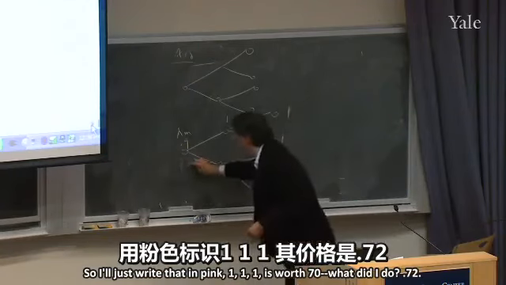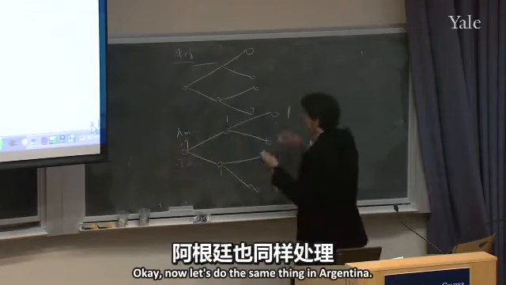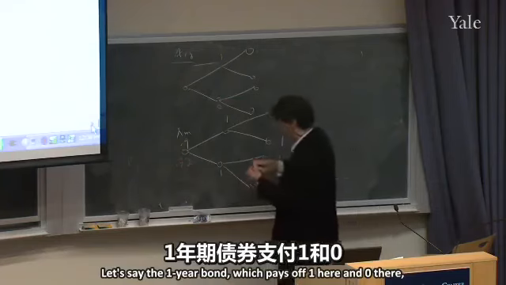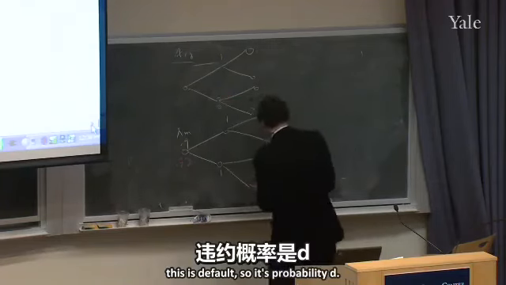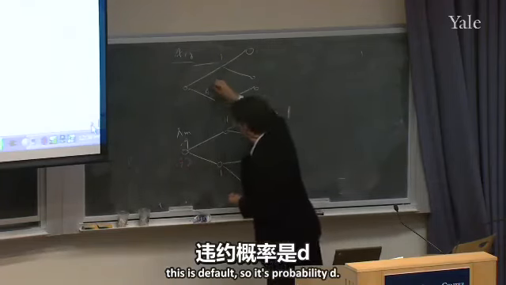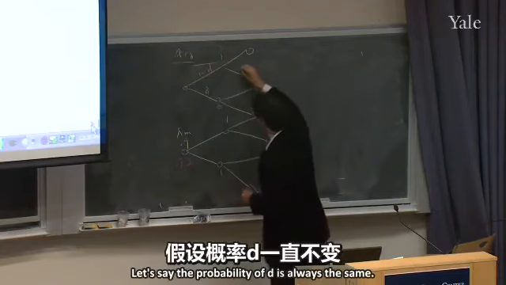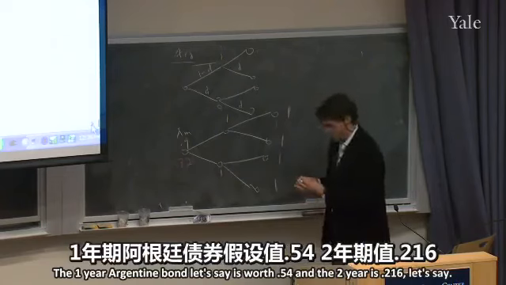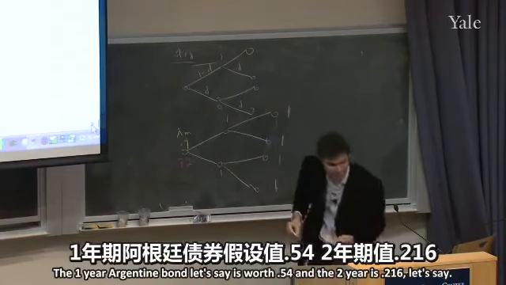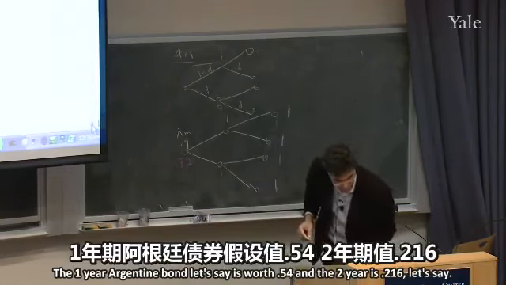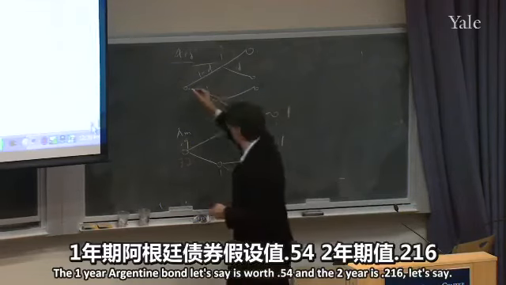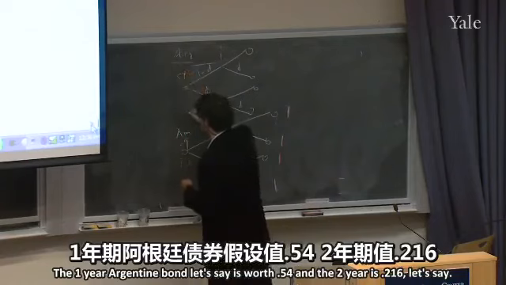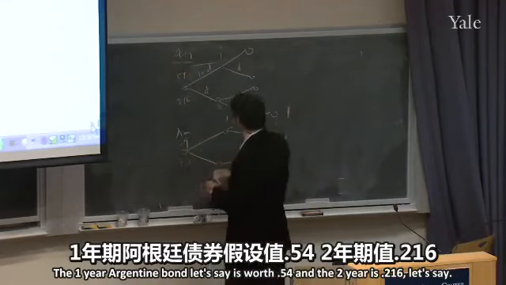Okay, now let's do the same thing in Argentina. Let's say the 1-year bond pays off 1 here and 0 there. This is default, so it's probability D. Let's say the probability of D is always the same. The 1-year Argentine bond, let's say, is worth 0.54. And the 2-year is 0.216, let's say.